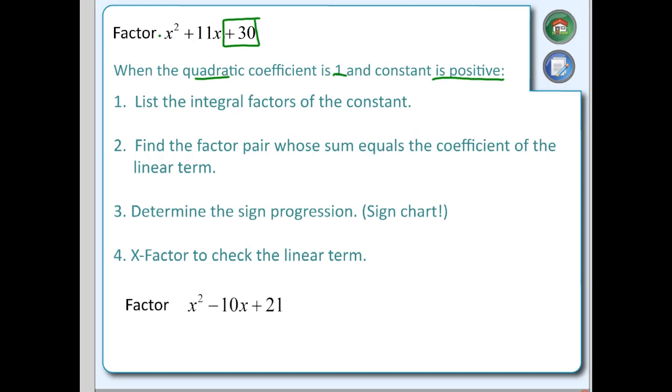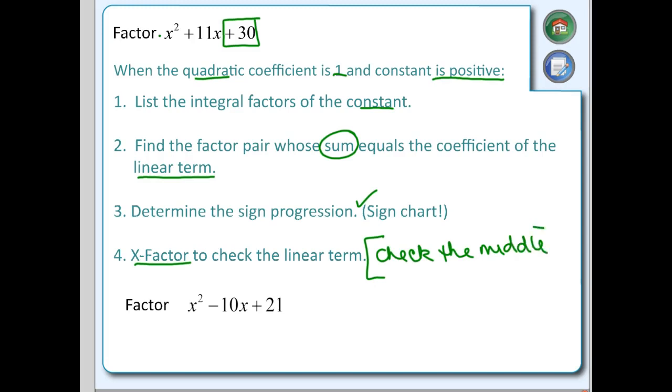So we're going to have to list the factors of the constant. Remember, I need the factors of the constant. We're going to find the pair of factors whose sum equals the coefficient of the linear term, the guy in the middle. We're going to look at the sign chart Mrs. Burton's going to teach you as we go, and then we're going to use this idea of x factoring to check the linear term. And again, we're back to where we have to check the middle. We've got to check the middle to see if we have chosen wisely.